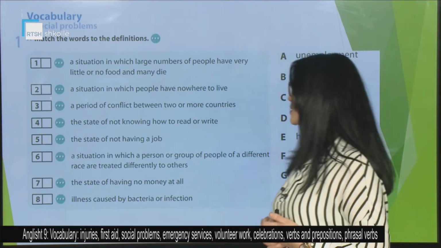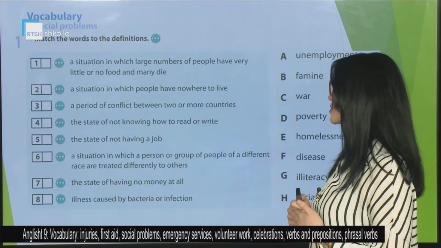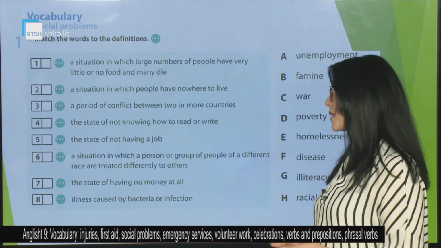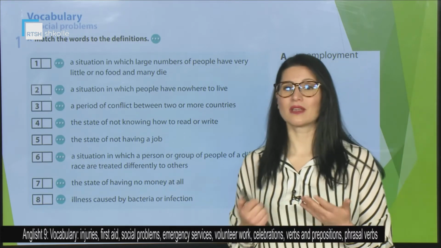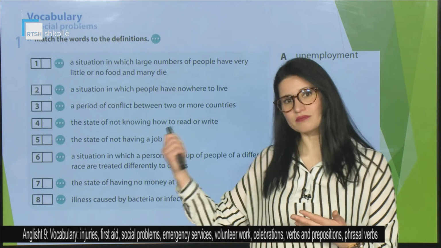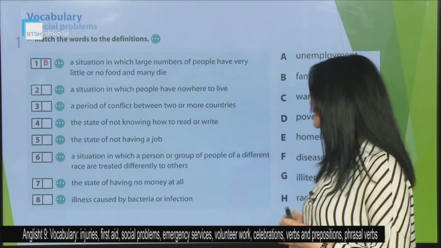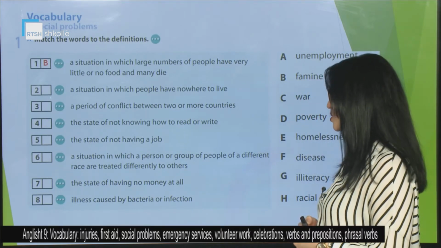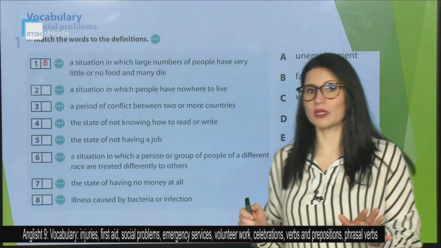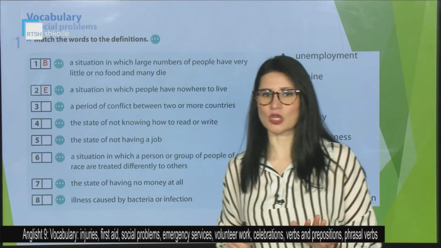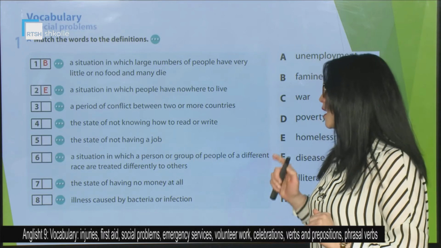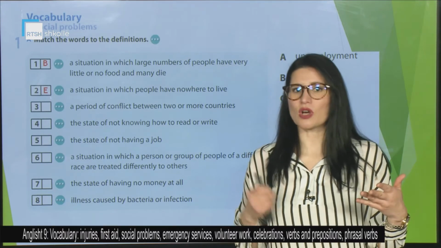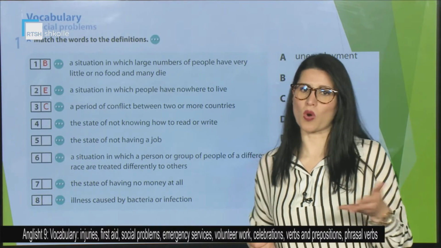Number 1, a situation in which large numbers of people have very little or no food and many die. So, what is this problem or the definition of the problem? And it is famine. Number 2, a situation in which people have nowhere to live, so they have no home, right? So it is homelessness. A period of conflict between two or more countries, so it is the opposite of peace, right? So it is war.